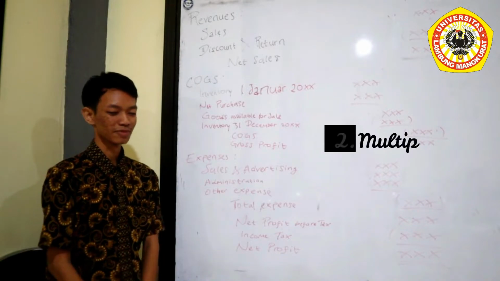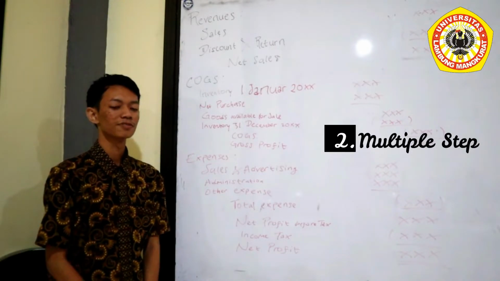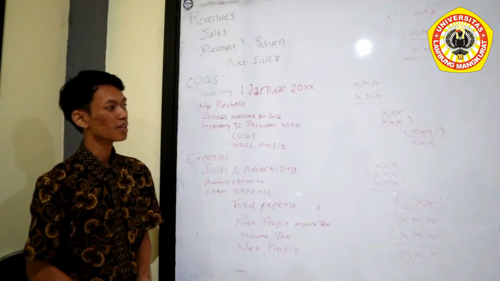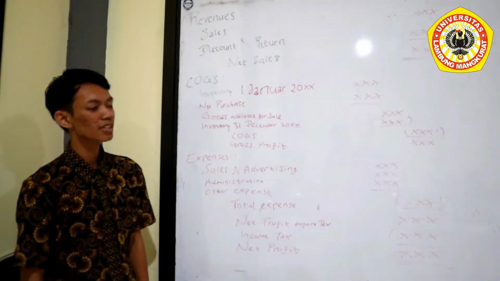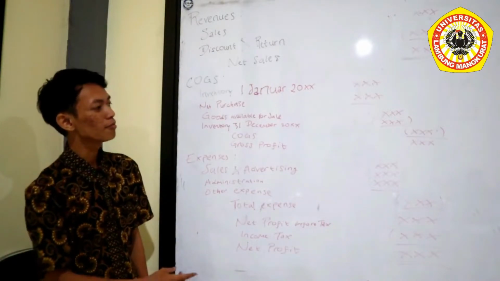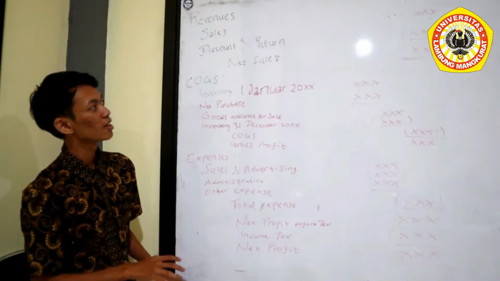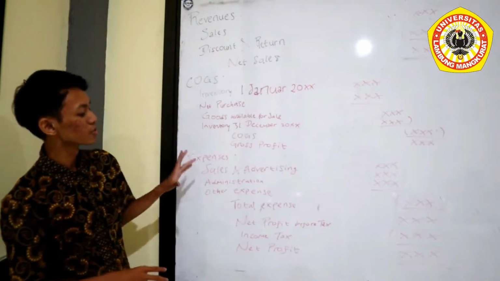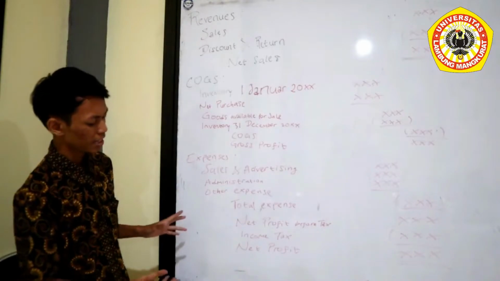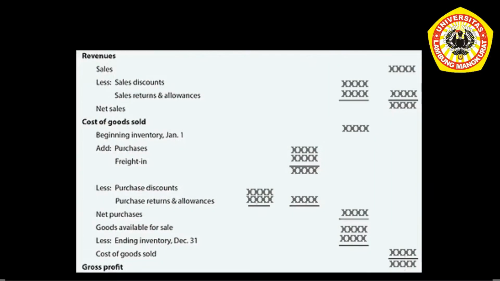Next, multiple step. Multiple step is a kind of form of income statement. This form has 3 columns and usually has 3 or 4 columns. This form gives details of revenue, cost of goods sold and expenses, and in the end makes a net profit. In this example, we can see that there are 4 columns to put the value of an account.